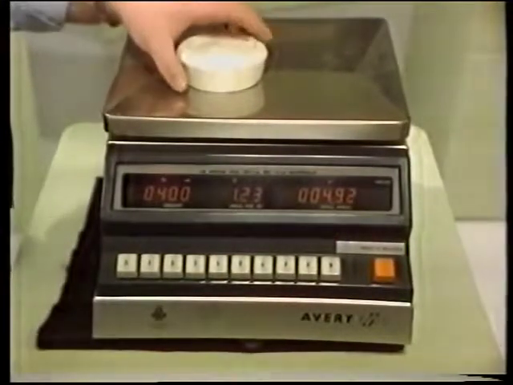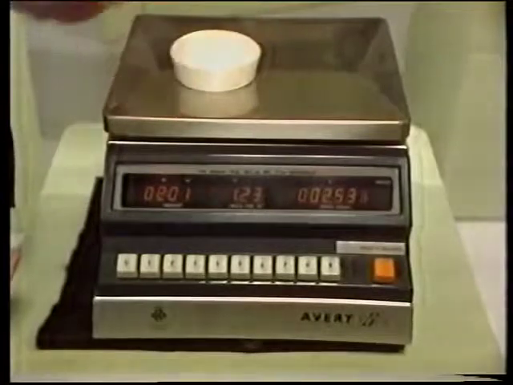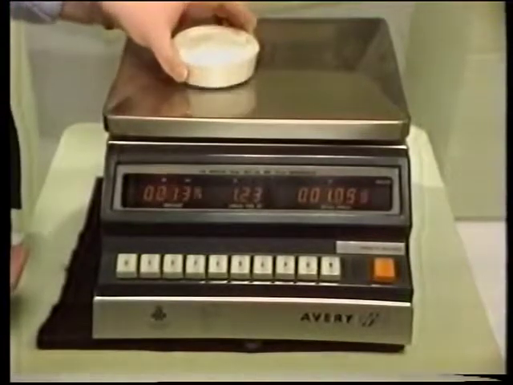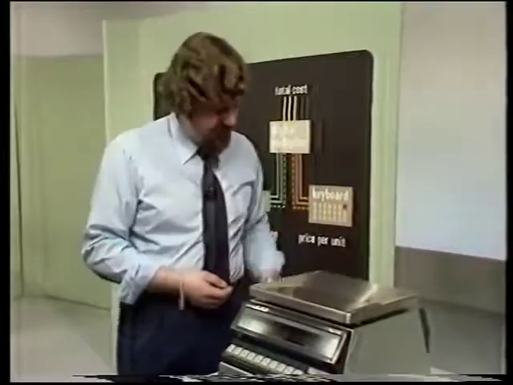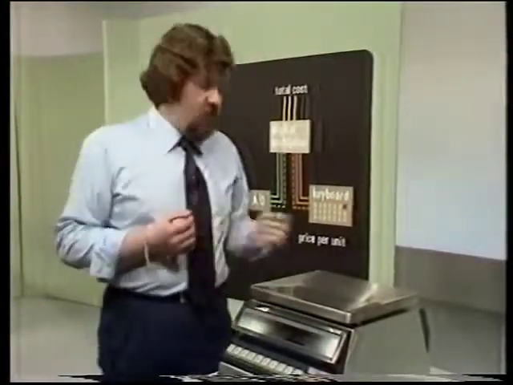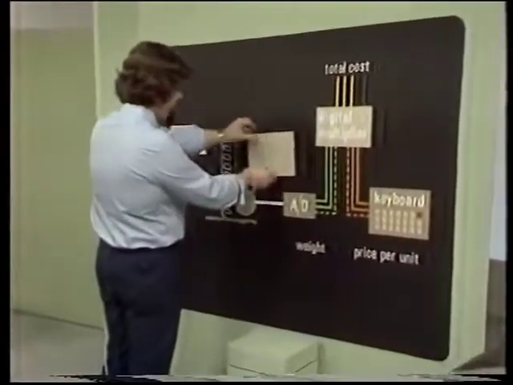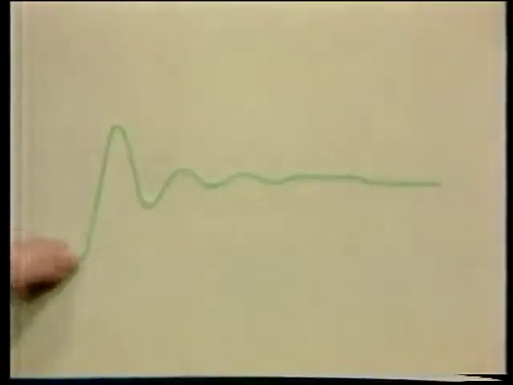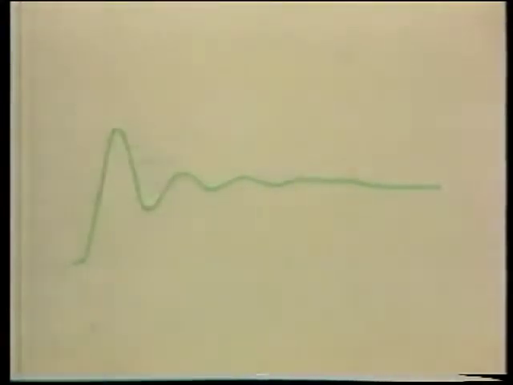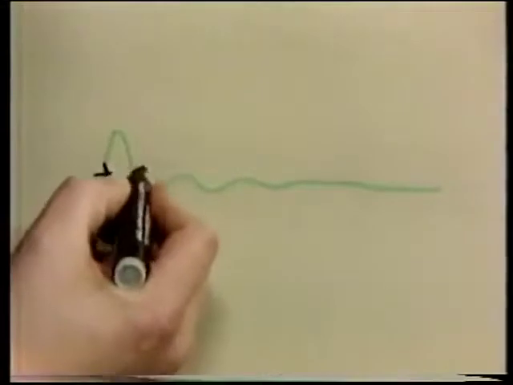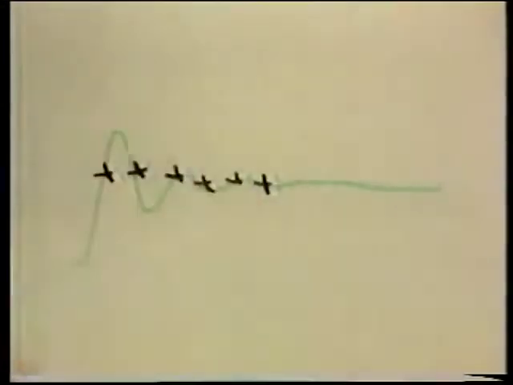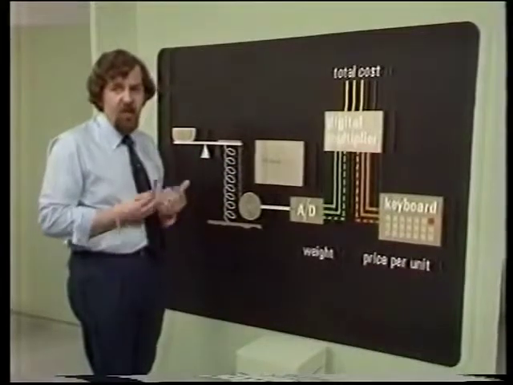Notice that it takes a short time for the weight to settle. This is because the input to the A to D converter oscillates. Something like this. The overshoot is determined by the amount of damping in the system. The converter samples this waveform continuously. And because the oscillations die out, we end up with a fixed value for the weight. So sampling this form of waveform is no problem.